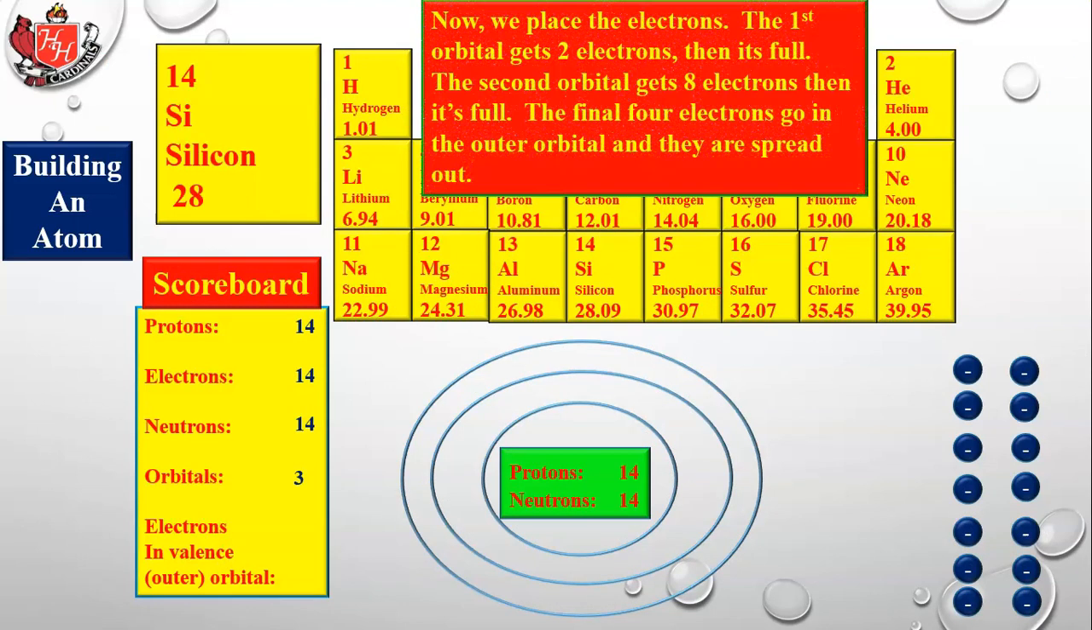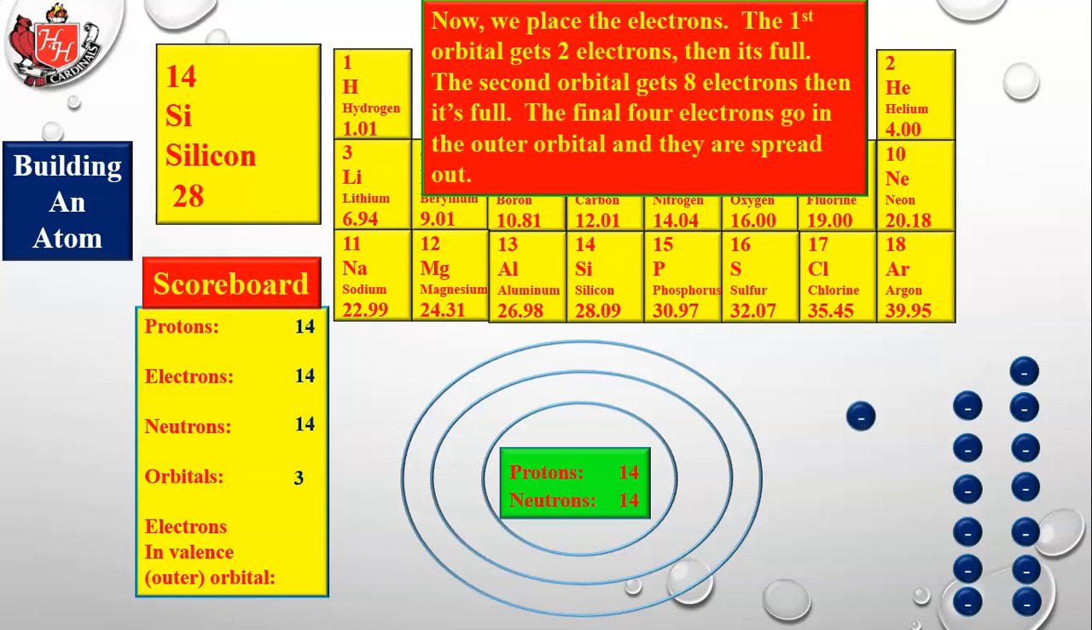So now we place the electrons. The first orbital gets 2 electrons, then it's full. The second orbital gets 8 electrons, then it's full. The final 4 electrons go in the outer orbital as they are spread out. So I'd like you to watch how I place these electrons. There's a reason for me doing it this way.